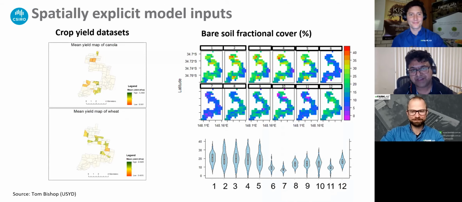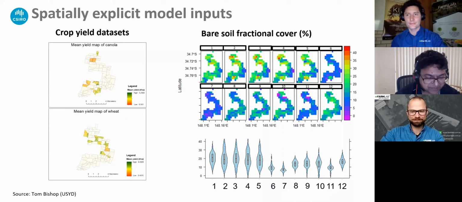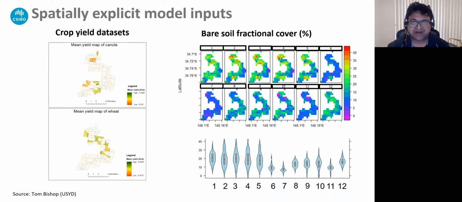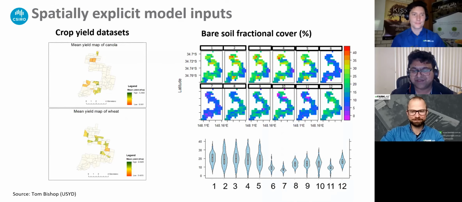Now, when you think about this model, how are we going to improve these models? The key, we think, is use of remote sensing and also use of on-farm data sets. This is a collaboration with the University of Sydney. We're working on a project where we try to get on-farm data sets and also remote sensing to improve these models.